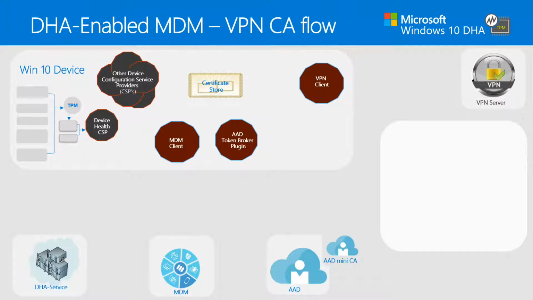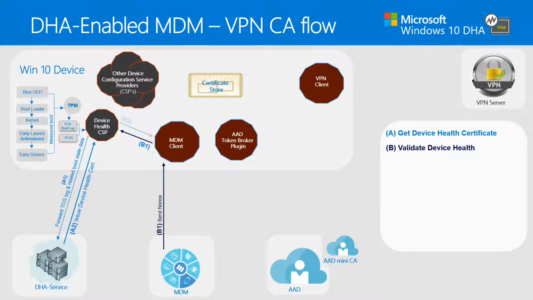A variation of that is the cloud VPN scenario. It's the same flow, but you have different components acting. Here, aside from AAD, we also have mini CA, the entity that actually issues the short-lived certificate. In this flow, again, the device comes up and the health attestation flow starts.